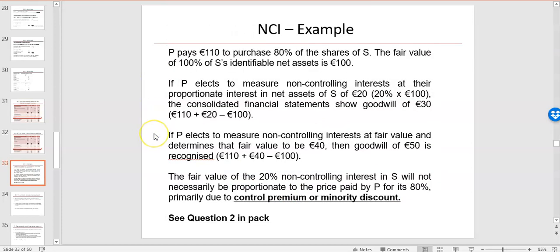It's essentially telling you that when you use the fair value method, you're measuring some goodwill into the NCI. So make sure you go back now and have a look at question 2 in the pack that I've given you related to the additional IFRS 3. It's a question called Blues, and that will give you an example of how to use the net asset method, method 1, and the fair value method, which is method 2.